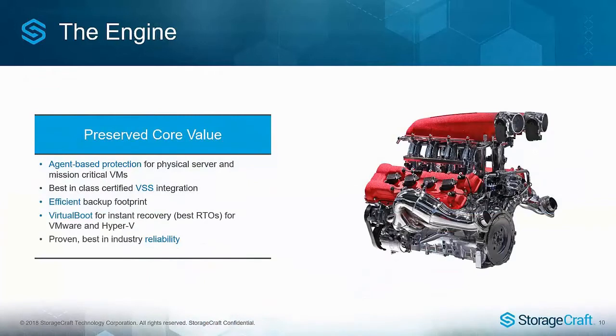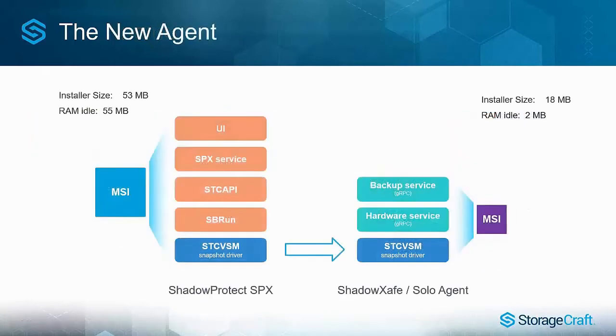But in the product, we had to look at how we preserve the core value. What were we known best for? This whole agent-based protection. We were some of the best in class around VSS integration, around getting consistent backups with an efficient backup footprint. We had fantastic technology around virtual boot, and we had to preserve these as part of our product. So as part of our evolution into Solo and ShadowSafe, we had to really look at our product as we had it.